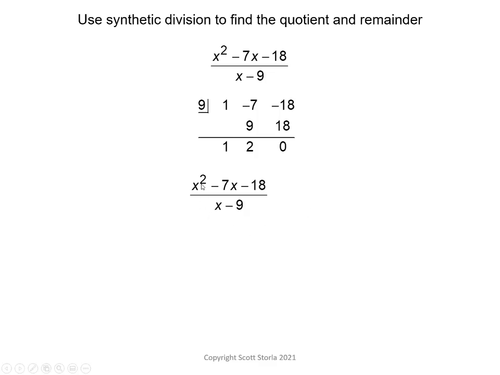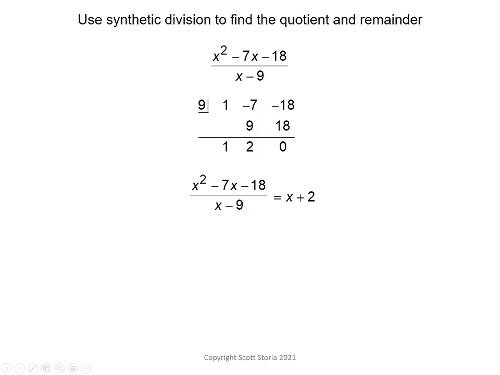Now, one thing to notice is we have a second degree divided by a first degree. And by the quotient rule with exponents, you can subtract the exponents. That is, 2 minus 1 will give us 1. So our quotient will be a first degree polynomial. It'll have a coefficient of 1, a constant of 2, and a remainder of 0. So our quotient will be x plus 2 with a remainder of 0.